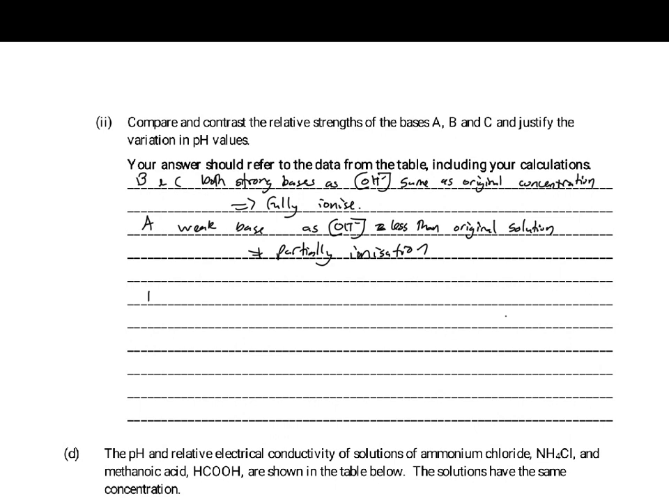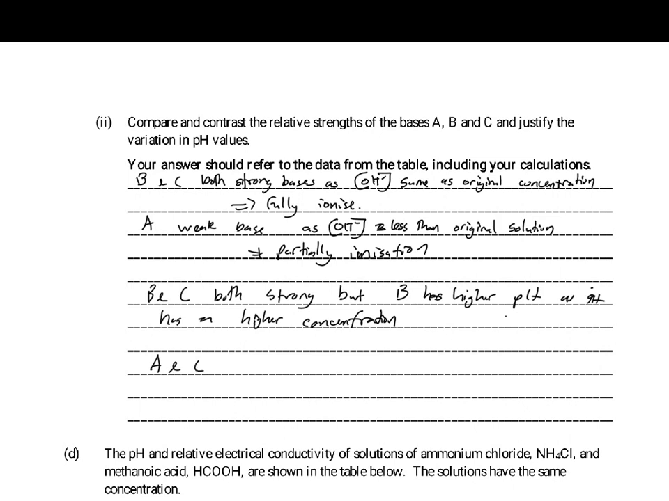So first of all, B and C are both strong, but B has a higher pH. And the reason why it has a higher pH is it has a higher concentration. So because it's got a higher concentration, it produces more hydroxide ions, therefore has a higher pH overall.